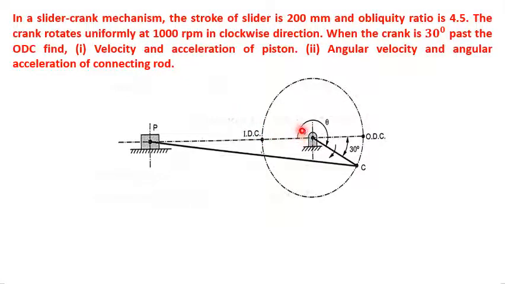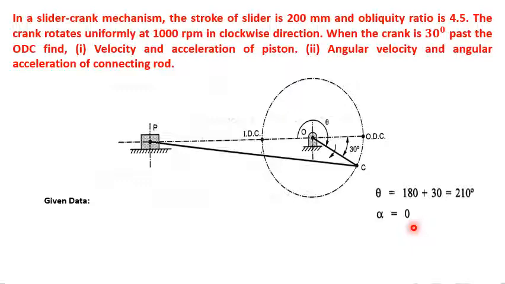So theta is equal to how much? From here to here, that is inner dead center to outer dead center, is 180 degree. 180 plus 30 degree, that is nothing but theta. Theta is equal to 180 plus 30 degree, therefore 210 degree. Then alpha becomes 0, because the crank is rotating uniformly, therefore the alpha value becomes 0.